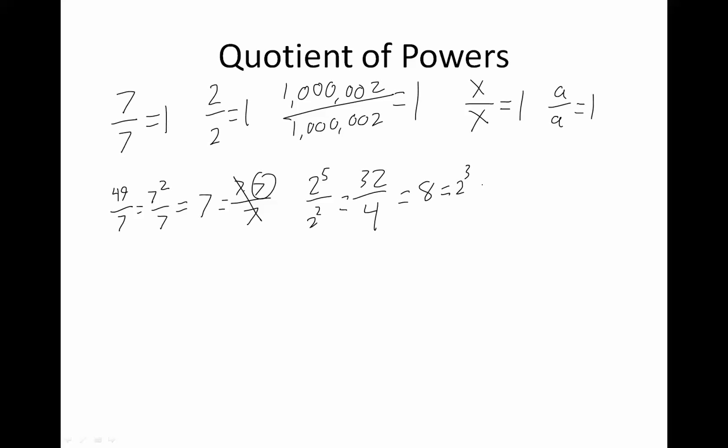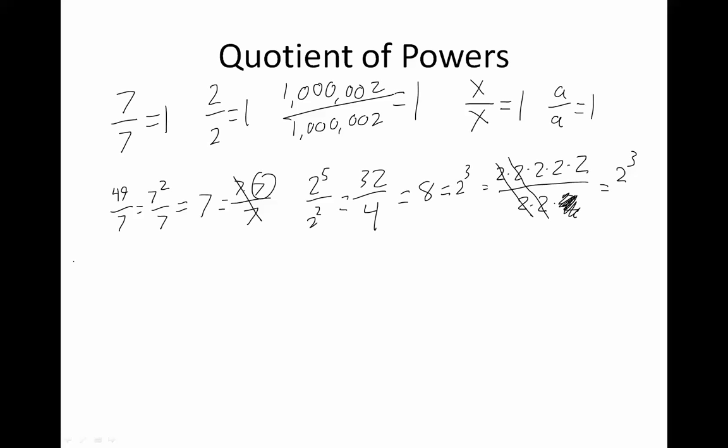So what happened, right? We had 5 2's being multiplied together in the numerator, and we had 2 2's being multiplied in the denominator. So what happened here, right? The answer we came up with was 8, or 2 cubed. In other words, the 2 2's in the denominator canceled out 2 2's in the numerator, and we ended up with 3 2's being multiplied in the numerator. In other words, we had 2 cubed.